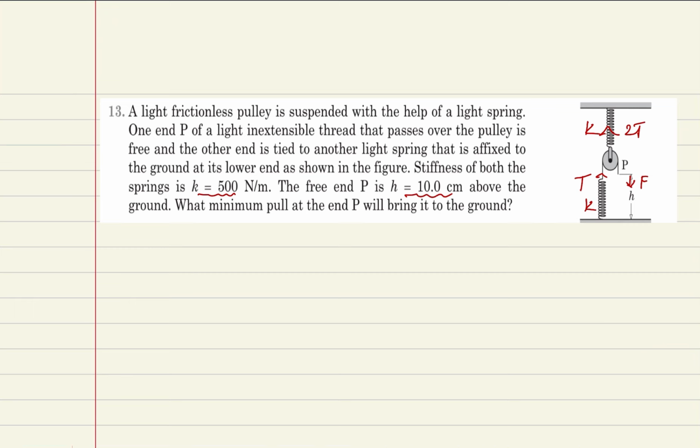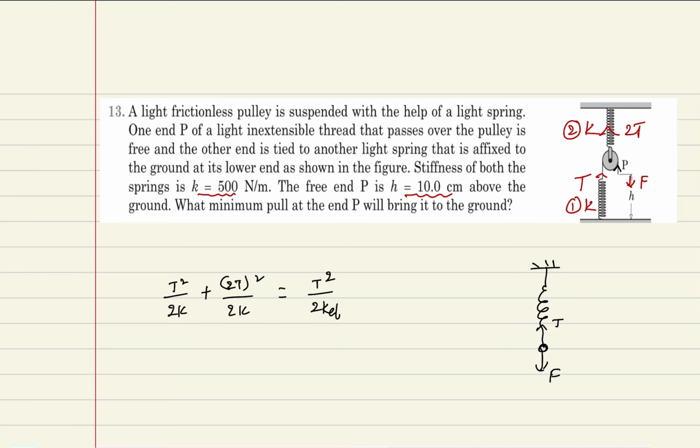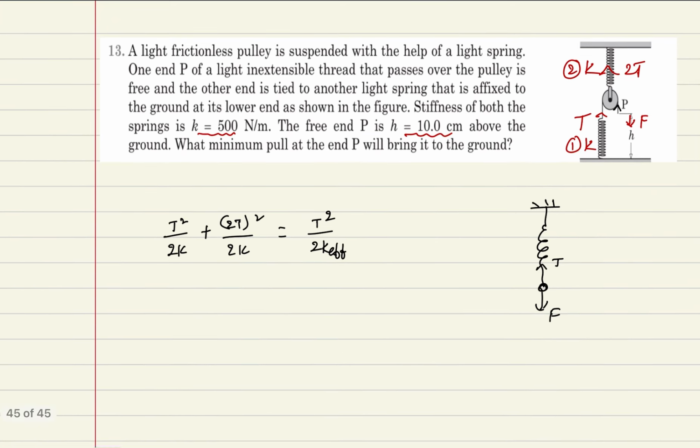I am writing the first spring. This is my first spring. This is my second spring. I am taking T square divided by 2k plus 2T whole square divided by 2k equal to the force acting at that point. This point has the tension T and the force is equal to F. I am taking the force equal to T square divided by 2k effective.